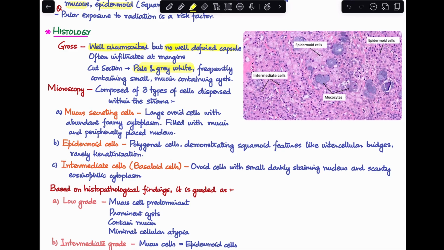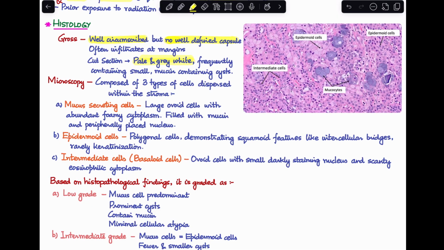Now let's look at the microscopy of this. As I mentioned before, this is primarily composed of three different types of cells. What are these cells? First is the mucus secreting cells. The mucus secreting cells are basically large ovoid cells, which have abundant foamy cytoplasm filled with mucin. Because of this, the nucleus gets pushed peripherally. So that is how a mucus secreting cell looks, and they are full of mucin within them.